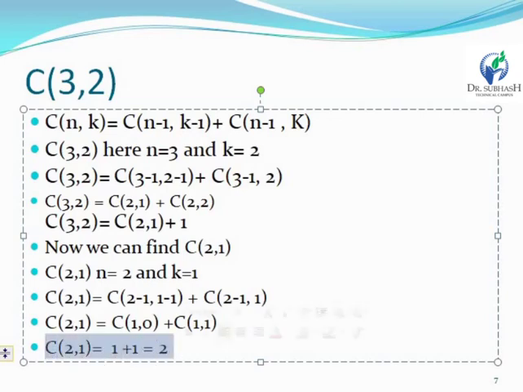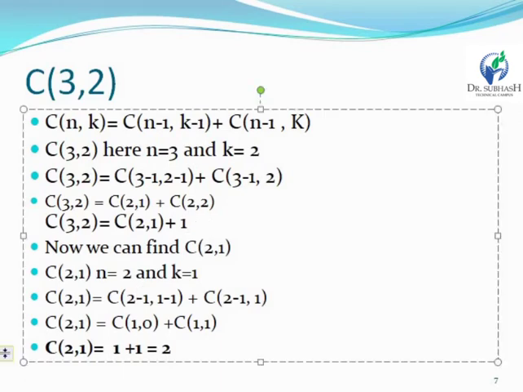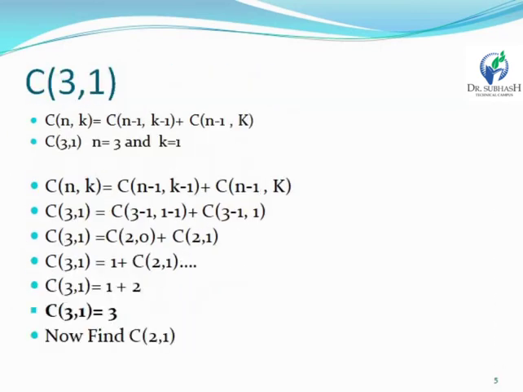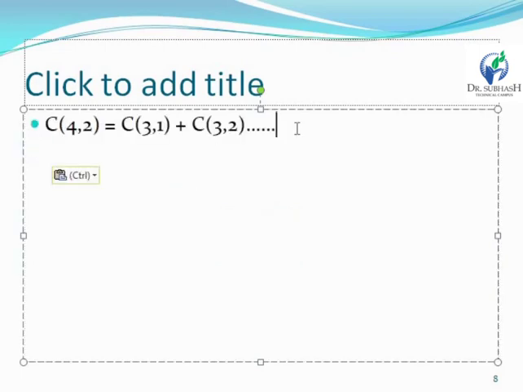So here we have C of 2, 1, and you can put the value here. C of 3, 2 equal to 2, 1 which is 2, so 2 plus 1 equal to 3. So now C of 3, 2 equal to 3 and C of 3, 1 equal to 3. We can put these values here for C of 3, 1 and 3, 2.